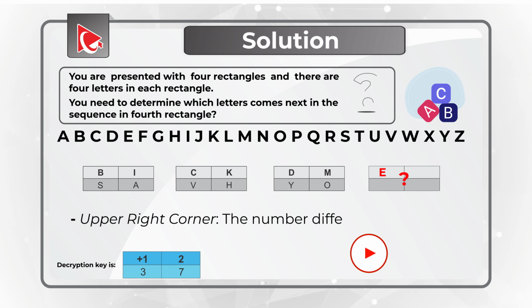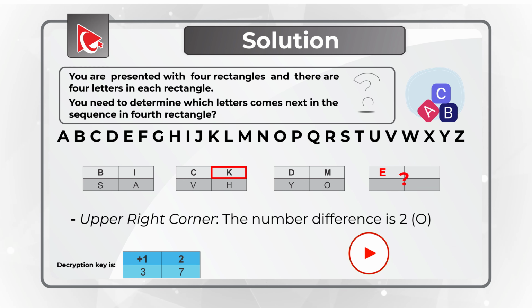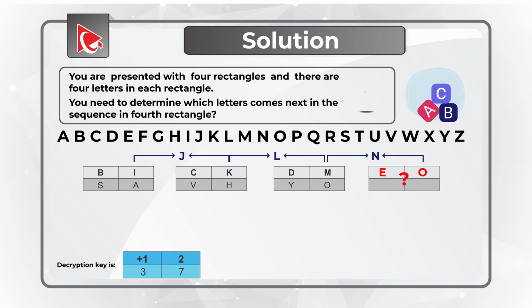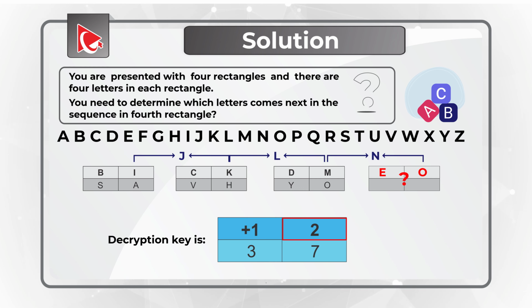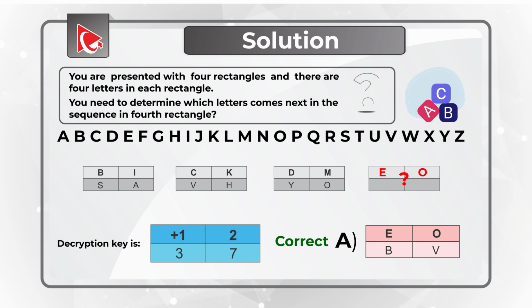And then you see that in the main sequence, the letters are I, K, and M. And if you know English alphabet, H, I, J, which is missing K, L, next is M, and O, which means that the increment is 2, which matches the second number in our decryption key. If we look at the answer, we already know that the correct choice here is choice A, because the upper row letters are E and O only in this choice.